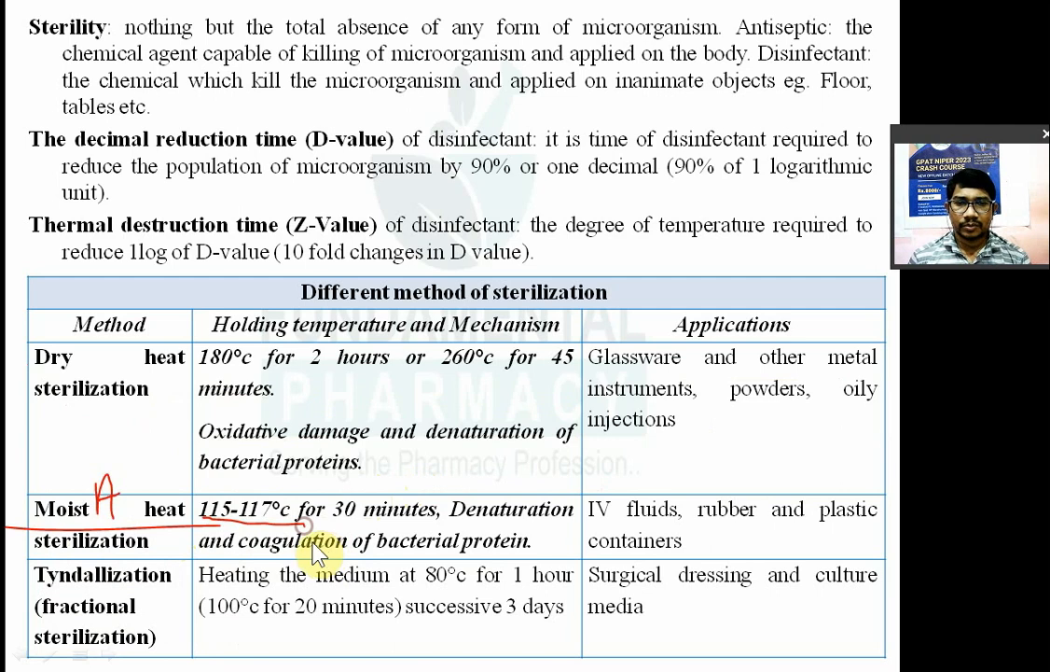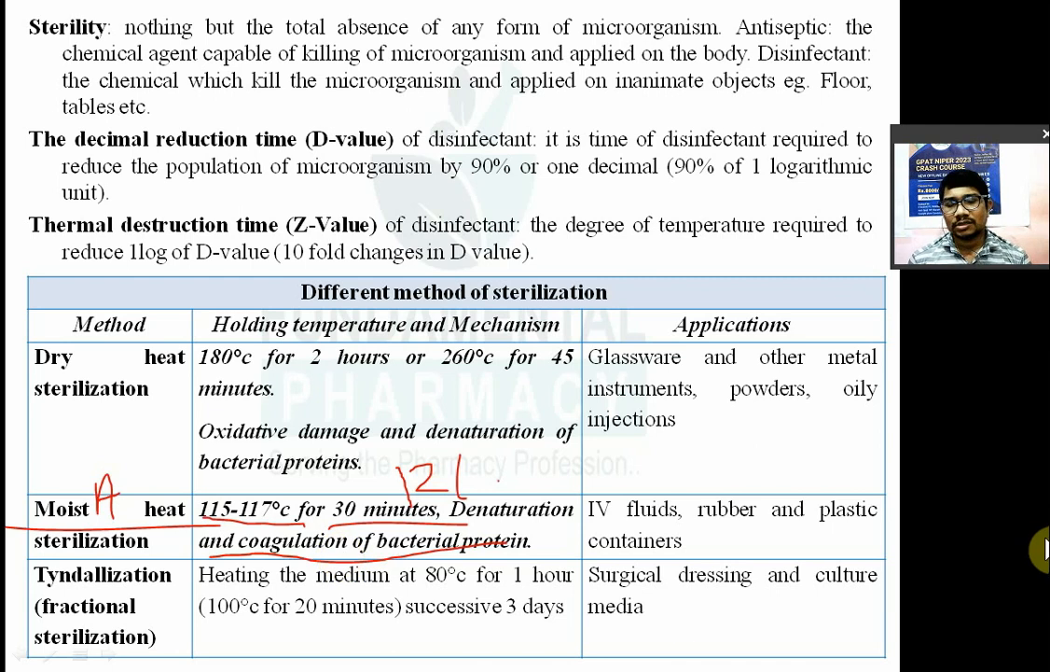115 to 117. 115 से लेके 117 डिग्री सेल्सियस फॉर 30 मिनट और 121 डिग्री सेल्सियस फॉर 15 मिनट. So 121 degree Celsius for 20 minutes at a 15 psi. So that is the holding temperature for moist sterilization. At this, steam with the high pressure, okay, which causes the denaturation and coagulation of bacterial protein. याद रखना है, this is the mechanism of moist sterilization. Coagulation and denaturation of bacterial protein. तो important है holding temperature and mechanism.